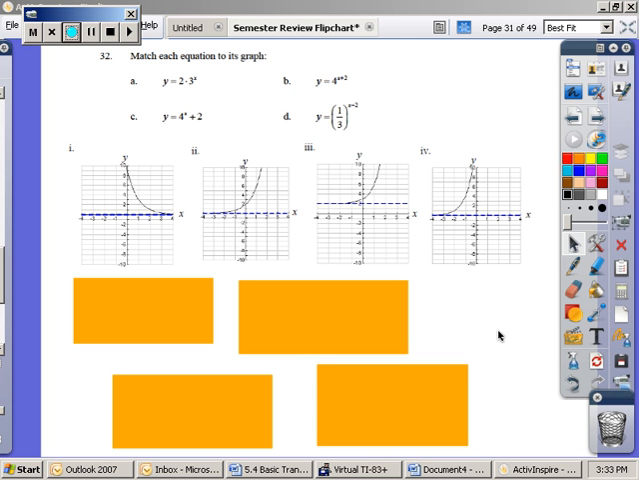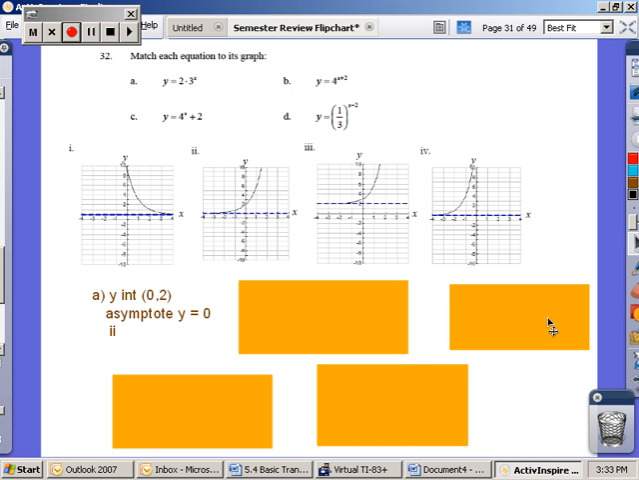Problem number 32. Match each equation to its graph. This is exponential graphs because we have a base raised to an exponent. Letter A, y equals 2 times 3 to the x.